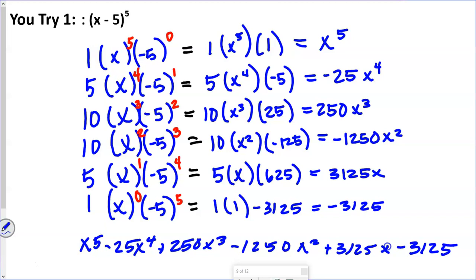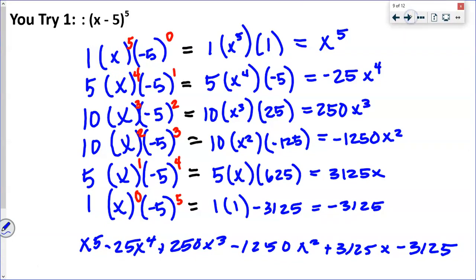Now I want to point out to you guys, do you notice every other term here is negative? And that's what's going to happen if we have a negative term, y'all. Every other term should end up being negative, and the reason for that, again, is because we're going to take it to some odd degrees, and that's what's going to make it negative, okay?